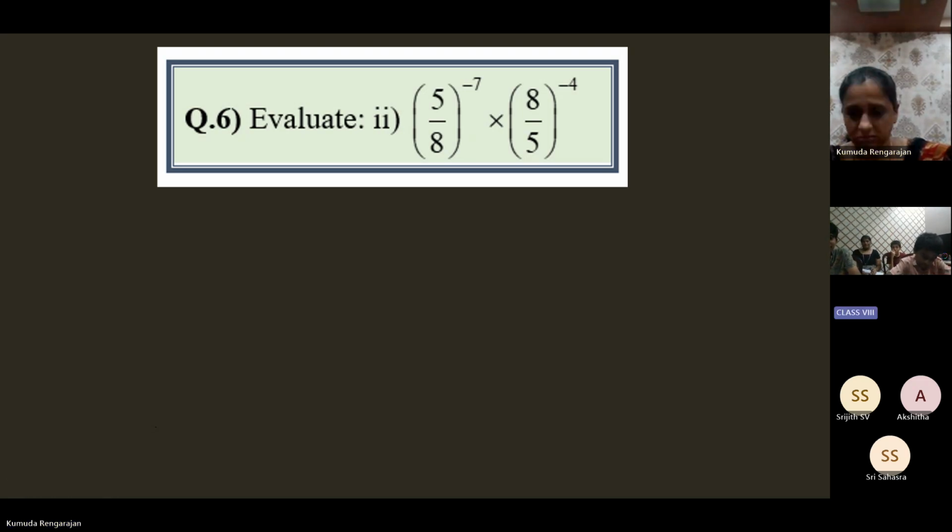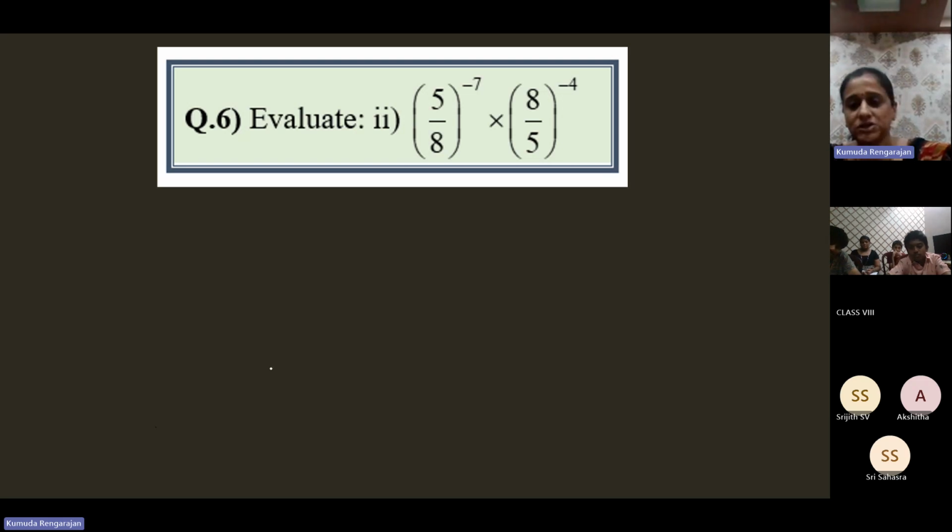Ma'am, 5 by 8 and 8 by 5. Yeah. 5 by 8 is one base and 8 by 5 is the other base. And what are the powers? Minus 7 and minus 4. Minus 7 and minus 4 are the powers.